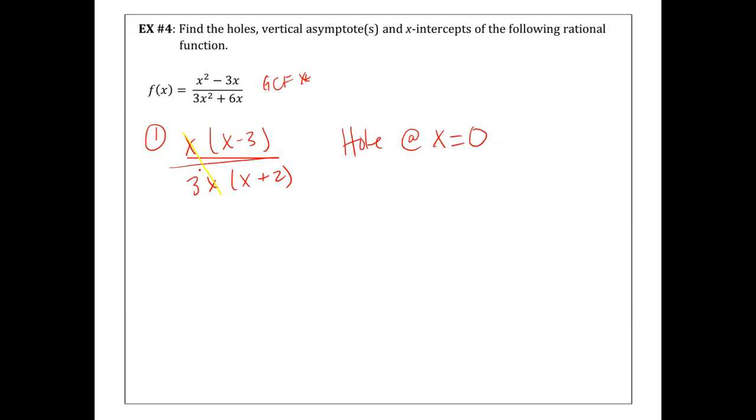Okay, then now I'm going to find my vertical asymptote. To find the vertical asymptote, I'm going to use my denominator. And what's left in my denominator is x plus 2. I set that equal to 0, and I get that x equals negative 2 in my denominator. So this is a vertical asymptote.